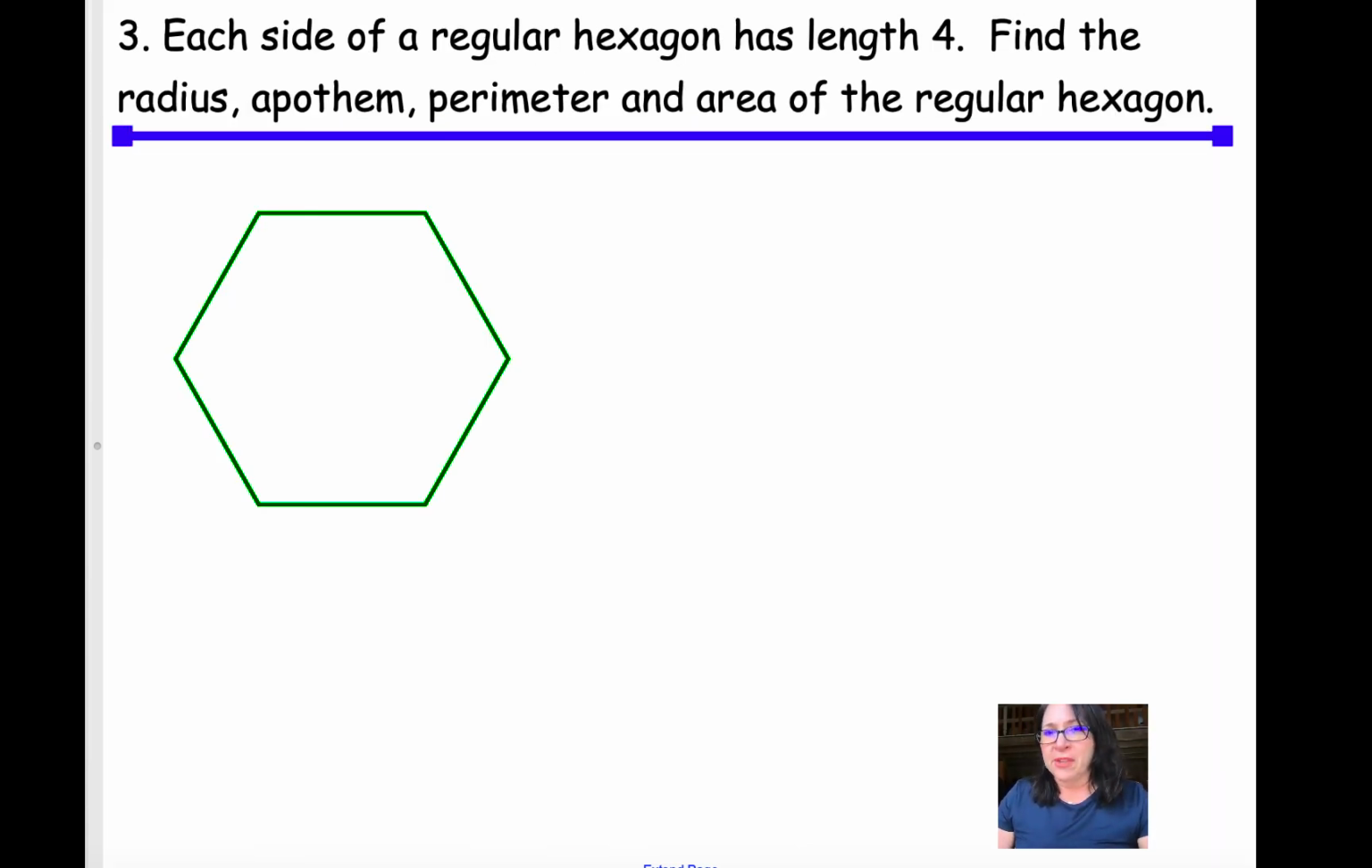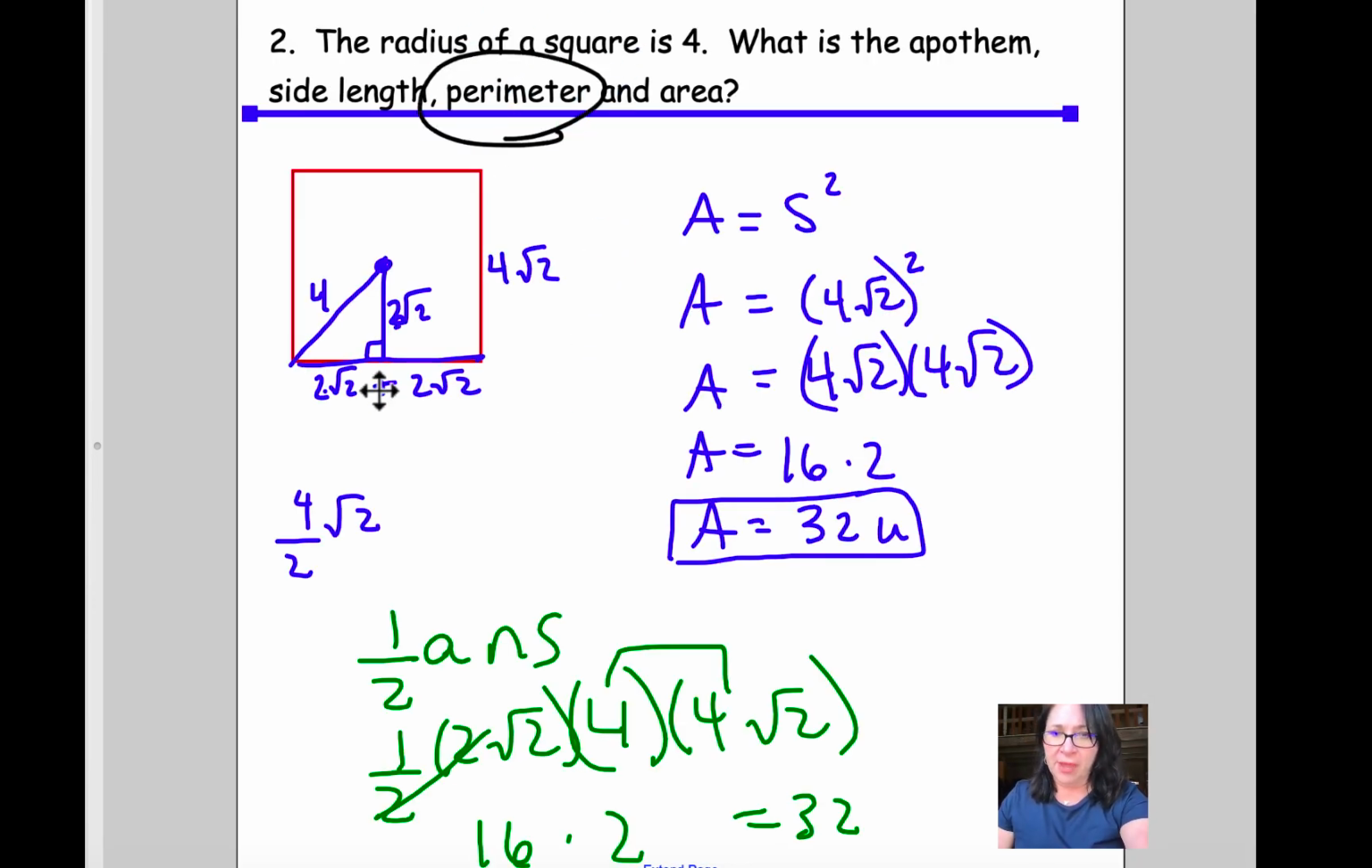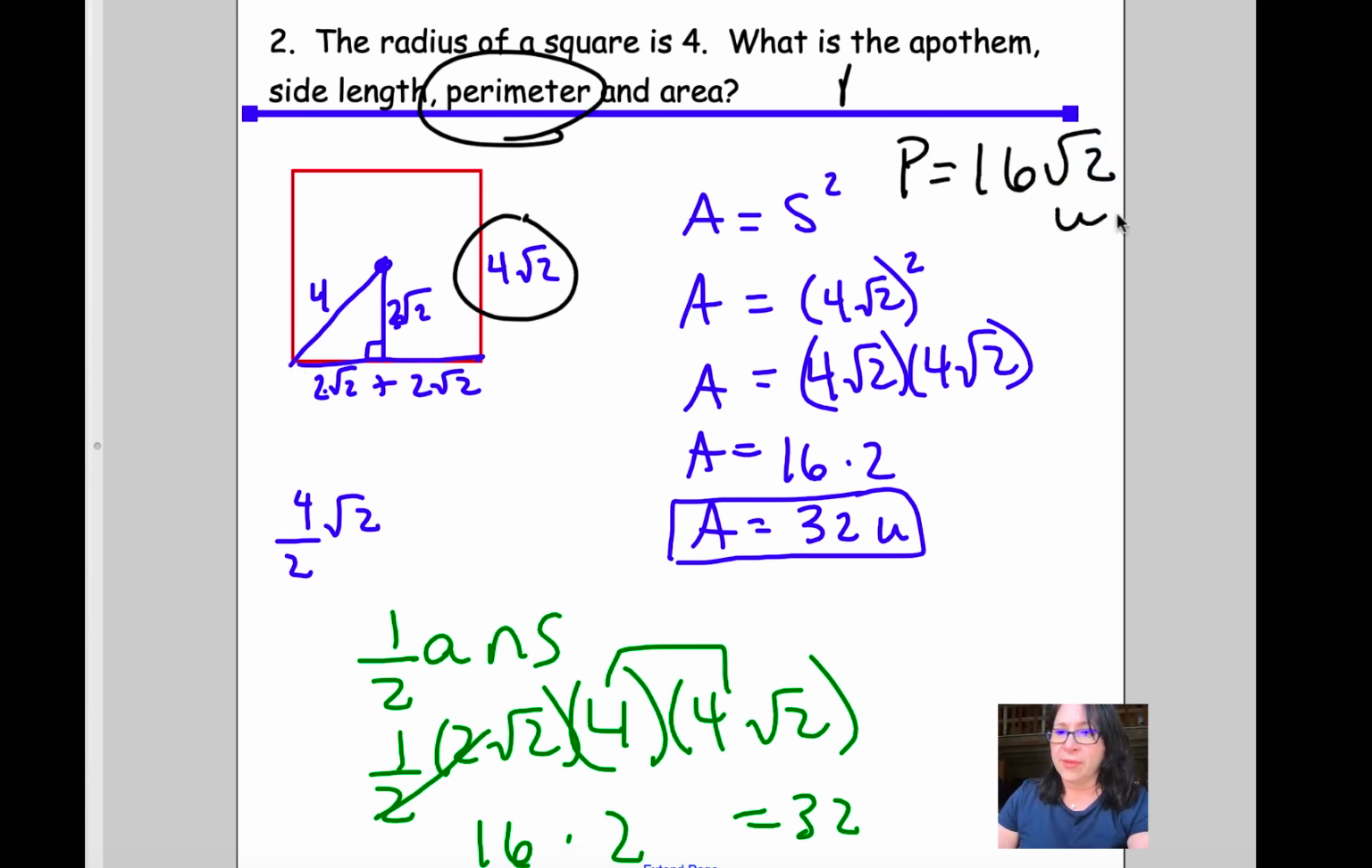For this problem, it says each side of a regular hexagon has a length of 4. Find everything. Oh, and then the last problem, I think I forgot to find the perimeter. Sorry about that. That's just going to be 4 root 2. The perimeter equals 4 root 2 plus 4 root 2 plus 4 root 2 plus 4 root 2, which makes 16 root 2, and that's just units. Area, oh, look at that, units squared.